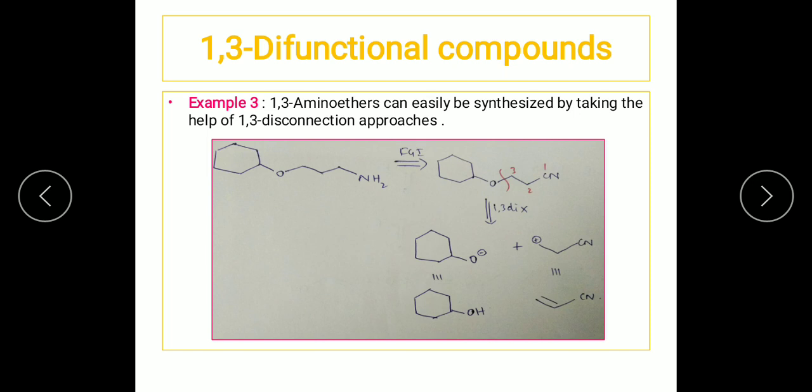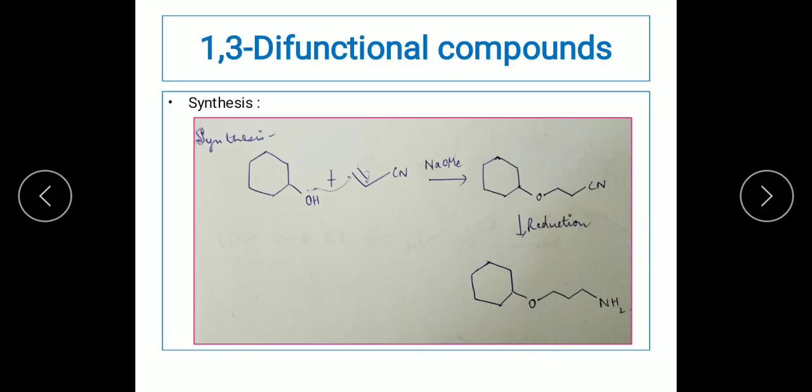Now let's write down the synthons. The synthons are going to be a phenoxide ion and a cyanoethyl cation. These two are going to be the synthons, and their synthetic equivalents are going to be phenol and cyanoethene. Once we write down the synthetic equivalents, we have a phenoxide nucleophile, and also we have an electron-poor compound, which is an alkene. So these two combine to give the Michael reaction. So the synthesis is going to follow the Michael reaction.